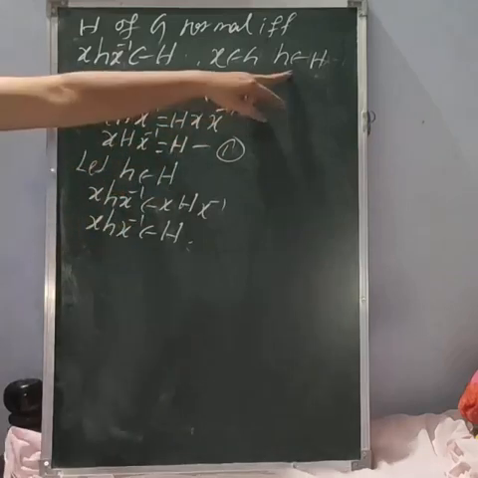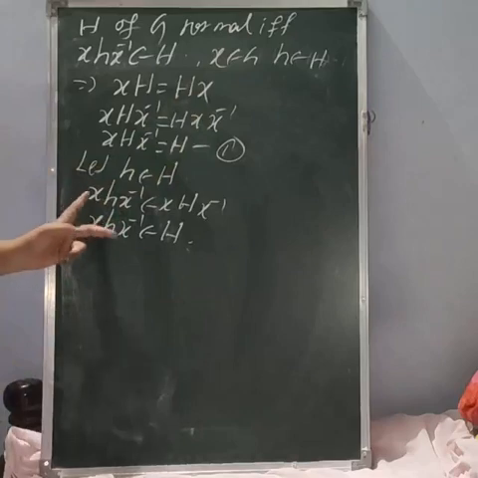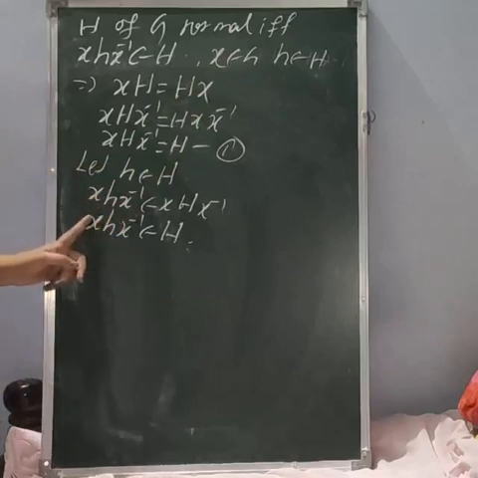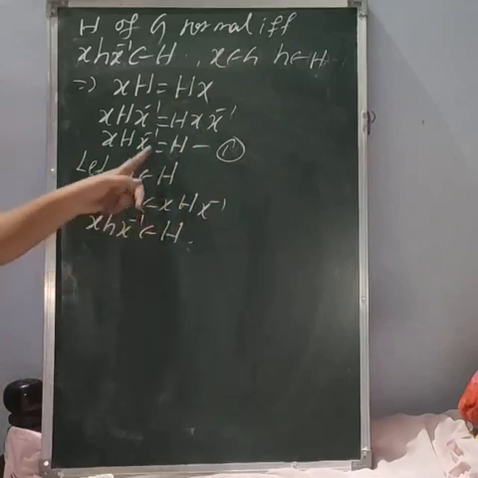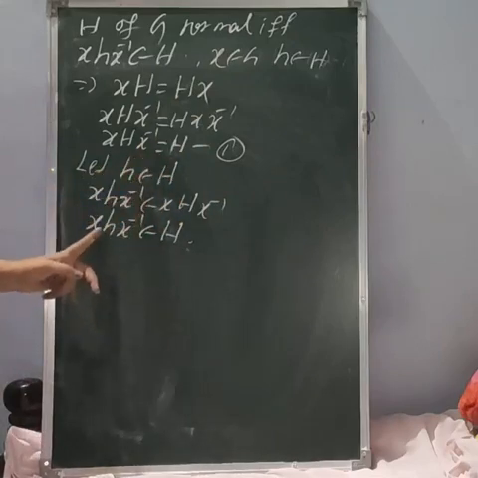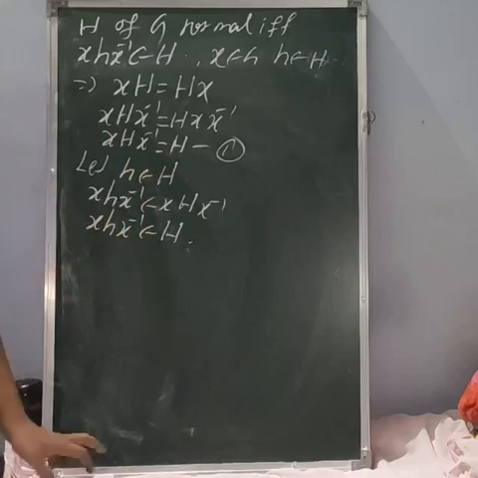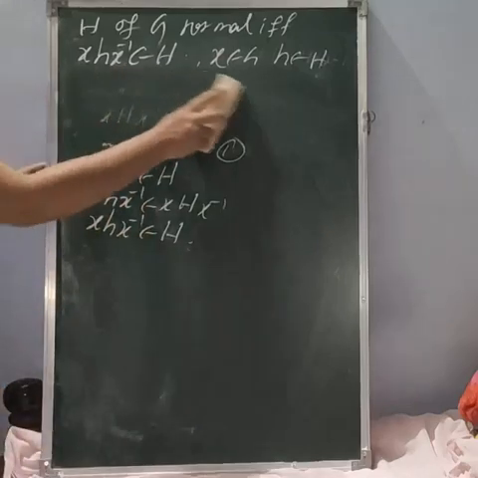Now take h belongs to H by using this. Multiply x and x inverse on both sides, you will get this equation. But using equation 1, the value of this is nothing but capital H, because here we are having the equal sign. So that implies x h x inverse belongs to H. That is the first part.